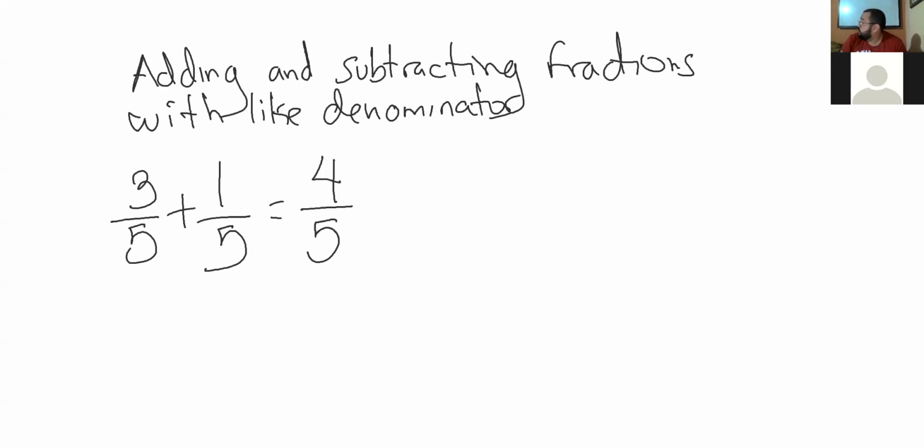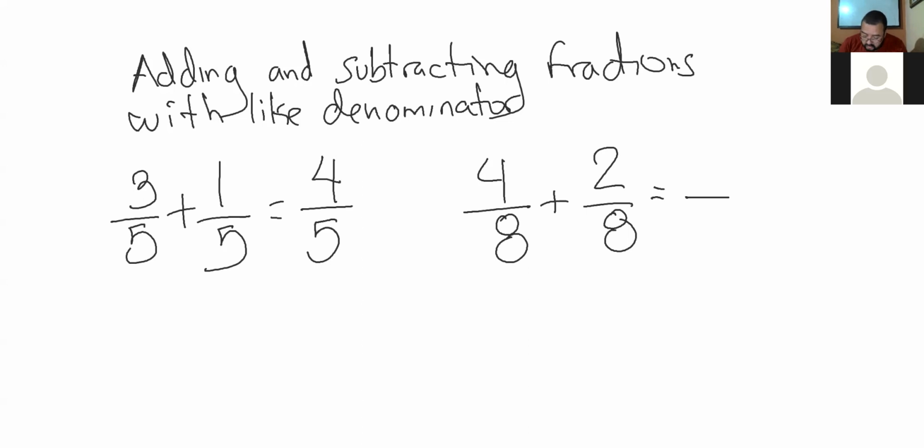The second exercise is 4/8 plus 2/8. What are we going to do? Copy the denominator, that in this case is 8, and add 4 plus 2. 4 plus 2 equals 6. In this case, we can simplify. If we simplify, we divide by 2. 6 divided by 2 equals 3, and 8 divided by 2 equals 4.